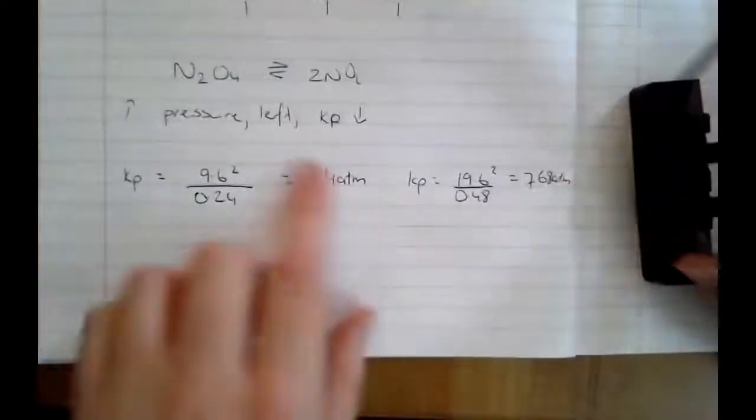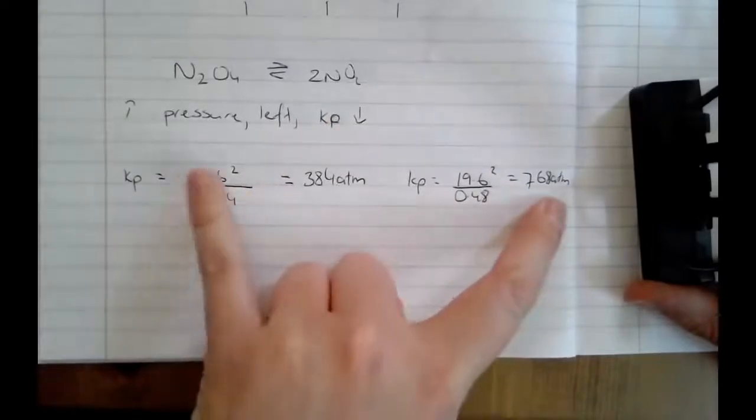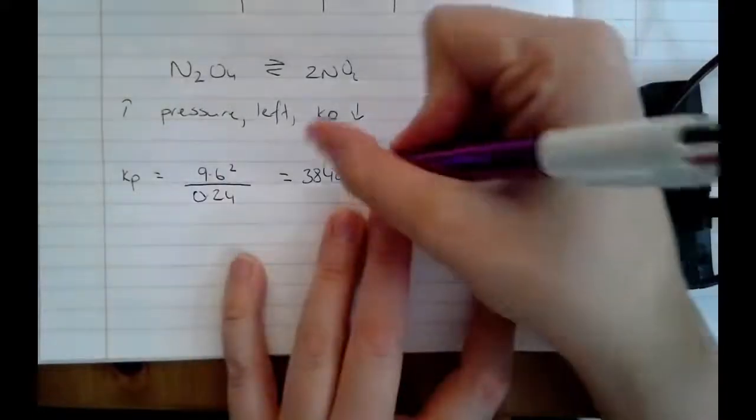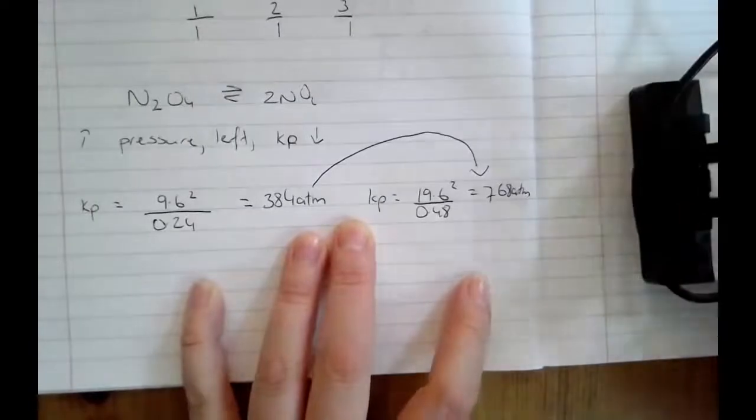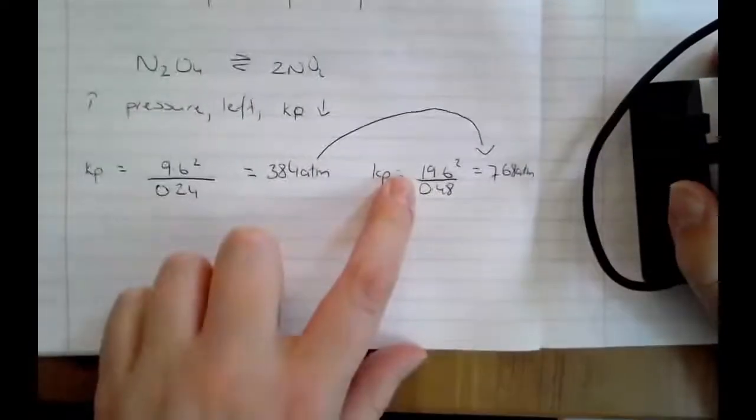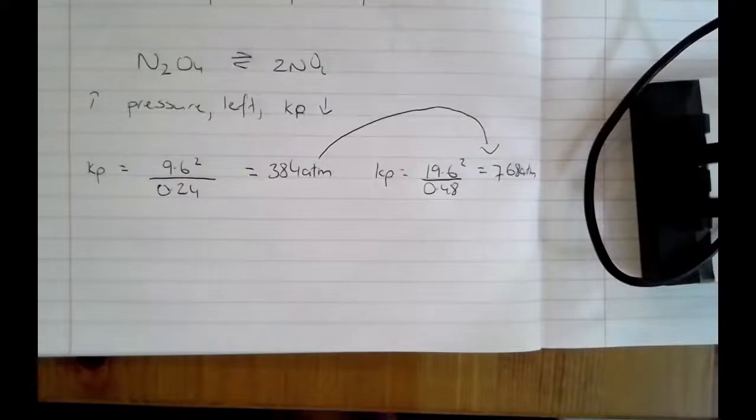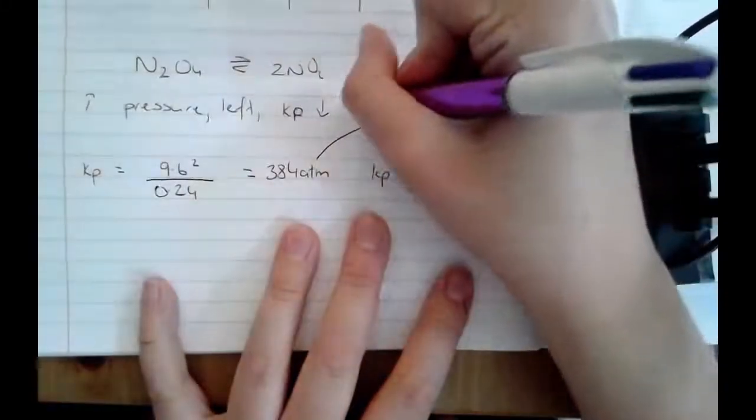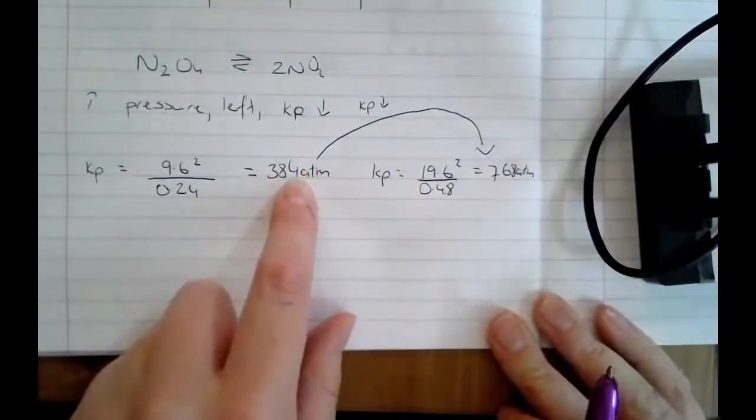So I've increased the pressure, but my Kp value has not decreased. It's done the opposite, it's increased. And again, we need to look at why that is. Effectively what's happened here is I've lost equilibrium completely. I don't have equilibrium anymore. It's come out of equilibrium and my Kp value has increased. I need my Kp value to decrease again. I need it to get back to the original value of 384.